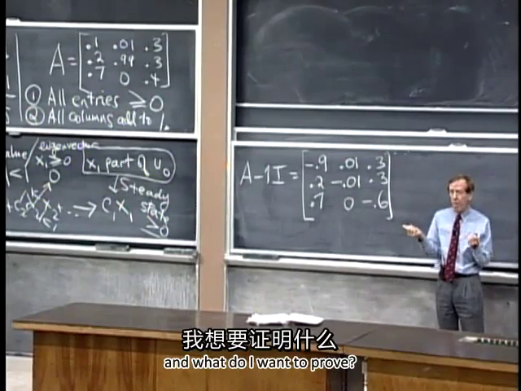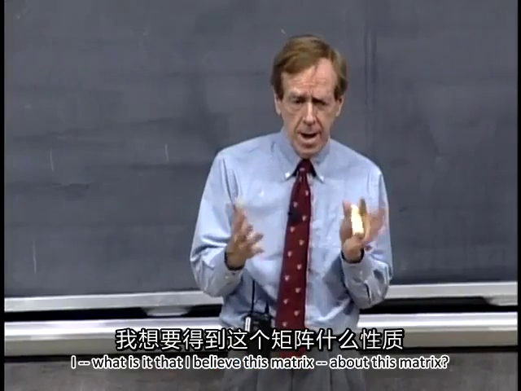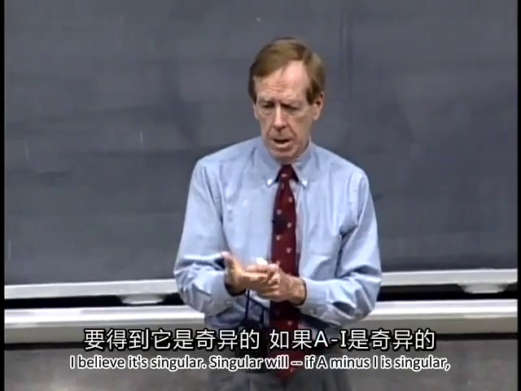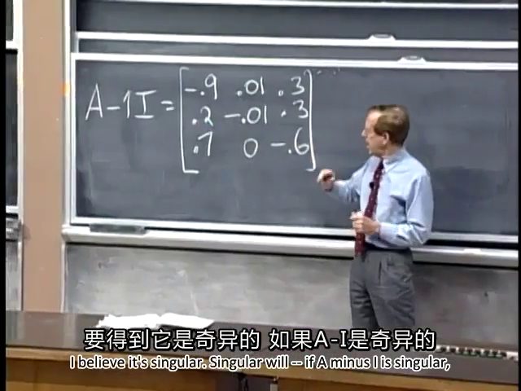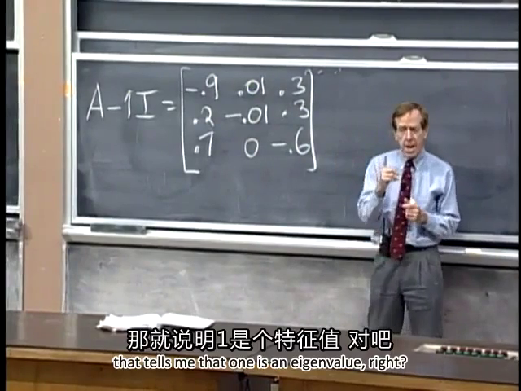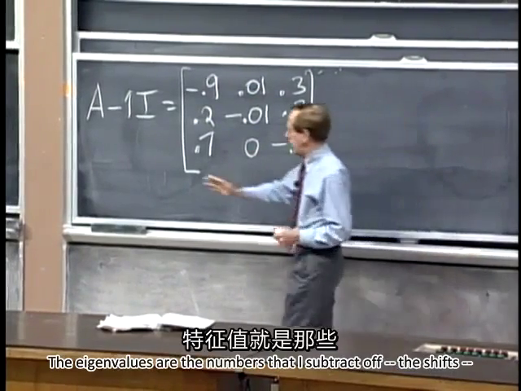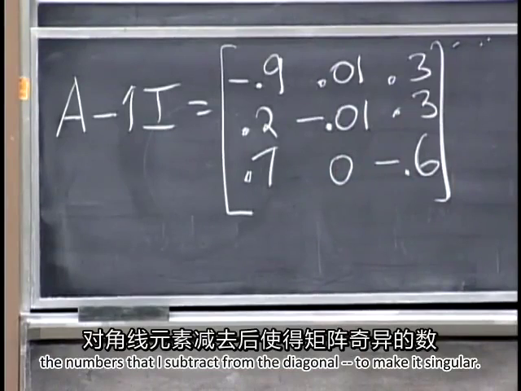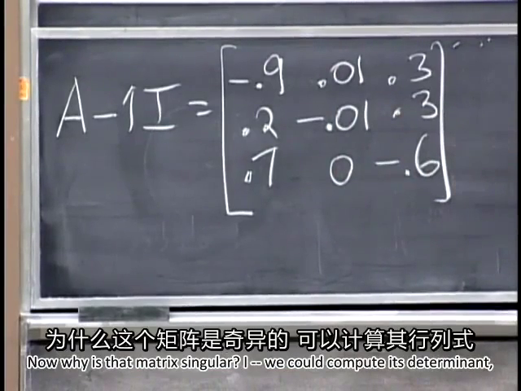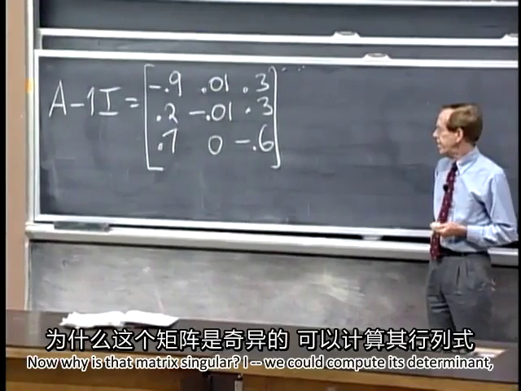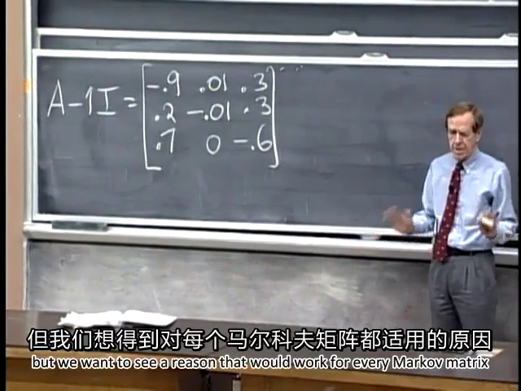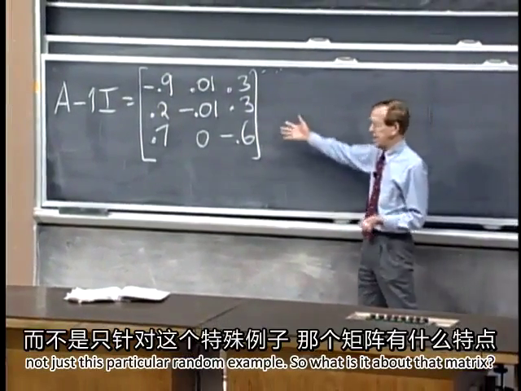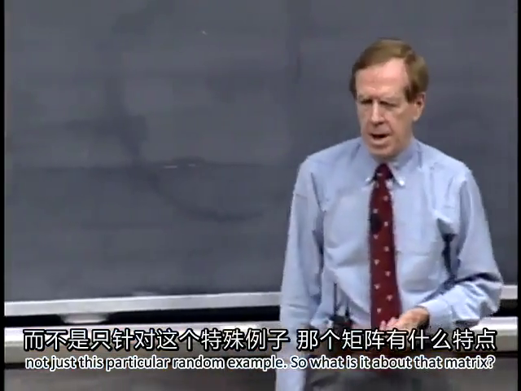And what do I want to prove? What is it that I believe about this matrix? I believe it's singular. If A minus I is singular, that tells me that 1 is an eigenvalue, right? The eigenvalues are the numbers that I subtract off, the shifts, the numbers that I subtract from the diagonal to make it singular. Now, why is that matrix singular? We could compute its determinant, but we want to see a reason that would work for every Markov matrix, not just this particular random example.